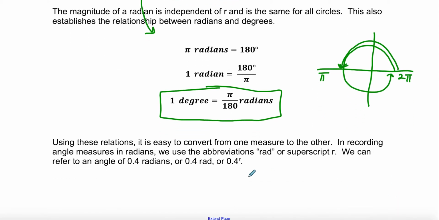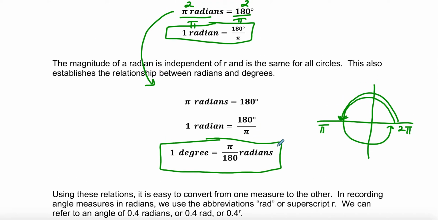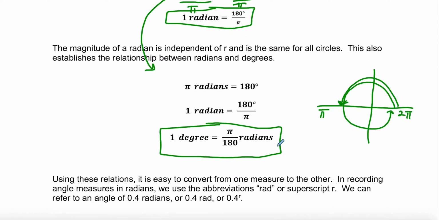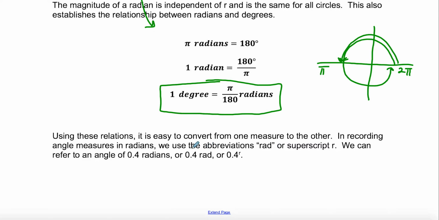Using these relations, it's easy to convert from one measure to the other. So these are our two formulas that we really need to use, and we'll do an example and practice this. In recording angle measures in radians, we often use abbreviations like rad for radians, and that is actually on your scientific calculator. You might remember saying, oh my gosh, make sure your calculator's in degrees. Sometimes it might be in radians, and you're getting a different answer than we are when our calculators are in degrees.